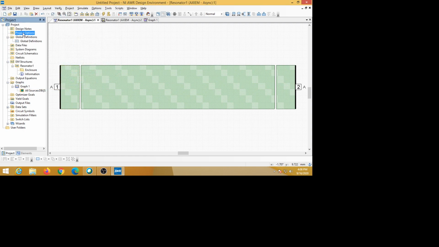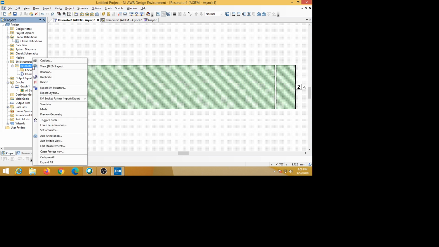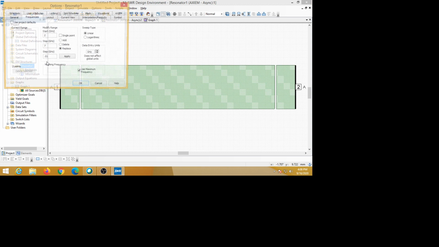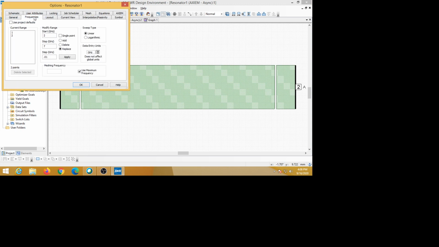But we have to do that here also. Once again, in this resonator one, you go to options. There again frequencies is there, but here it doesn't take it, only 1 to 2 is there. Here also you should see that 2 to 7 came, but you have to apply. Once you apply, you see here it changed. Previously it was not changing, that's why it came like that. Just apply, and it will appear like this.